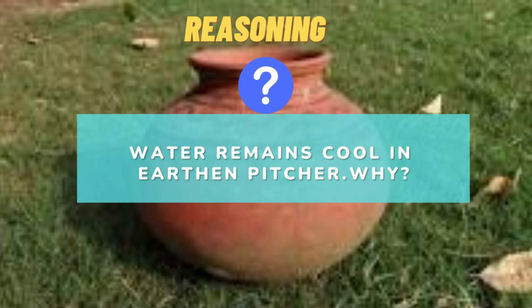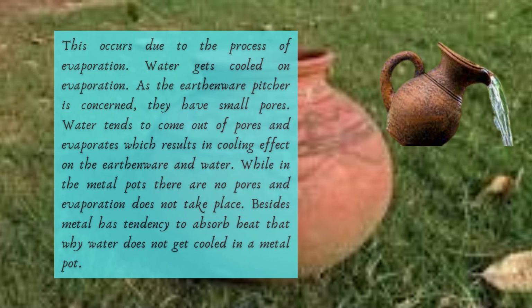Water remains cool in an earthen pitcher. Why? This occurs due to the process of evaporation. Water gets cooled on evaporation. As far as the earthenware pitcher is concerned, it has small pores. Water tends to come out of the pores and evaporates, which results in a cooling effect on the earthenware and water. While in metal pots, there are no pores and evaporation does not take place. Besides, metal has a tendency to absorb heat, that's why water does not get cooled in a metal pot.